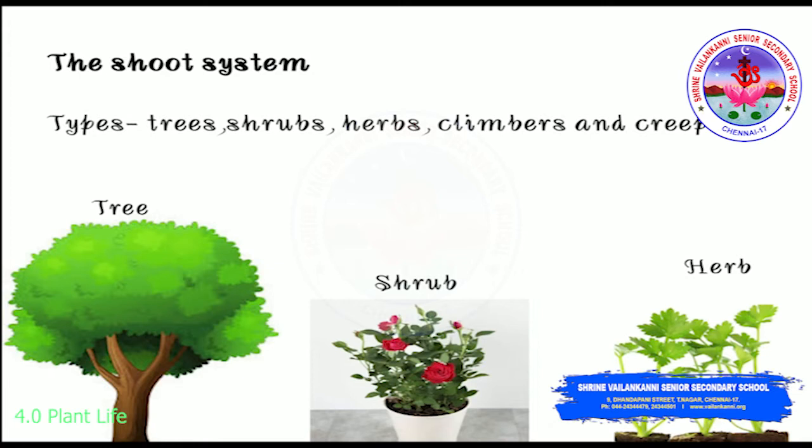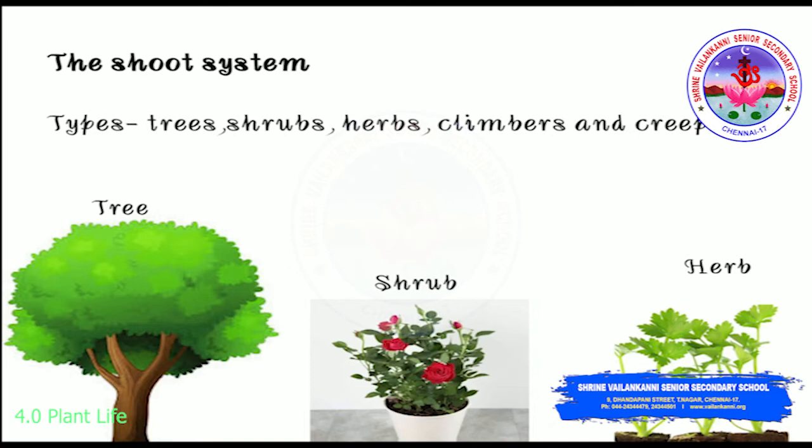And the next is the shrubs. How will shrubs look? They will have so many branches. The shrub will be a little smaller than the trees, and it will have so many branches. The best example is rose. The stem of these shrubs can stand upright like the trees. But the herbs' stem will be very soft.